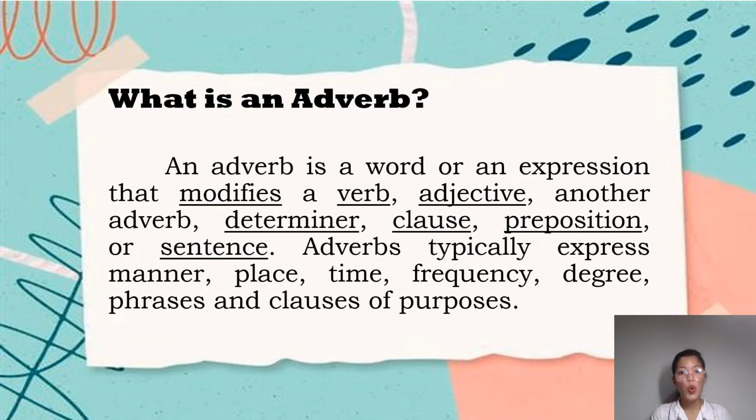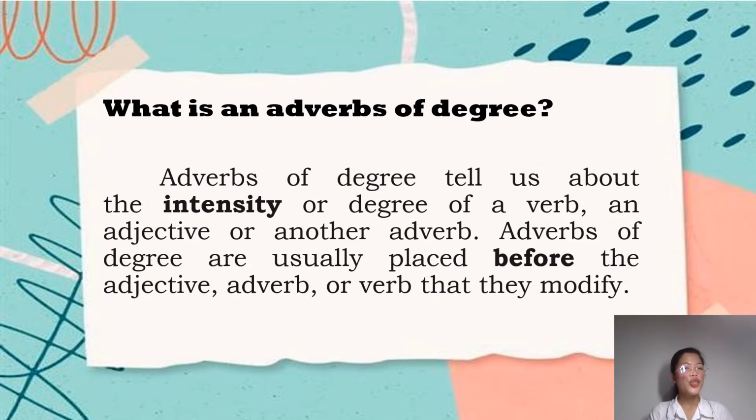An adverb is a word or an expression that modifies a verb, adjective, another adverb, determiner, clause, preposition, or sentence. Adverbs typically express manner, place, time, frequency, degree, and phrases and clauses of purpose. So now that we know what an adverb is, let us look at adverbs of degree.